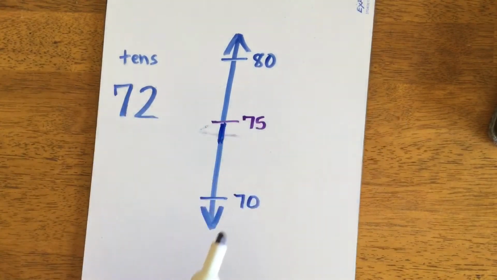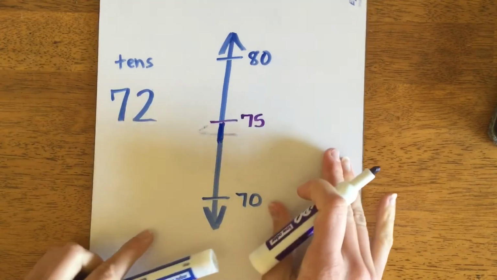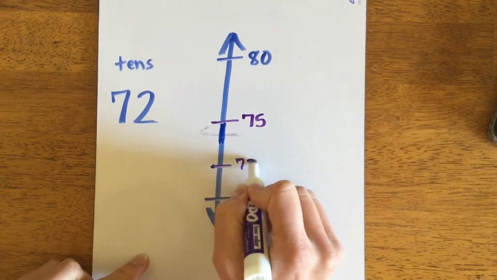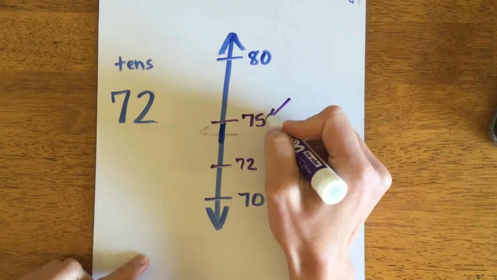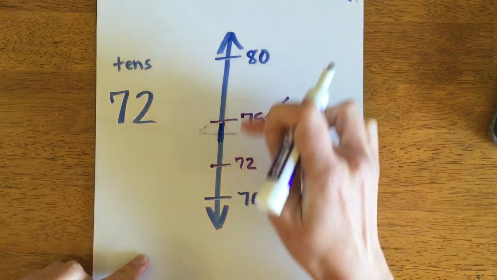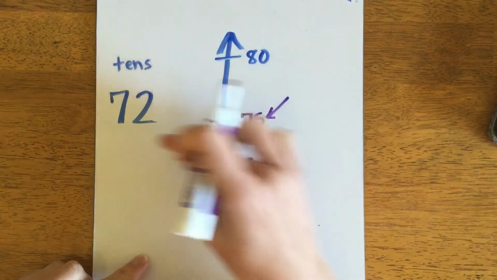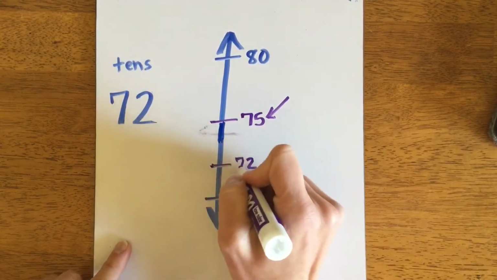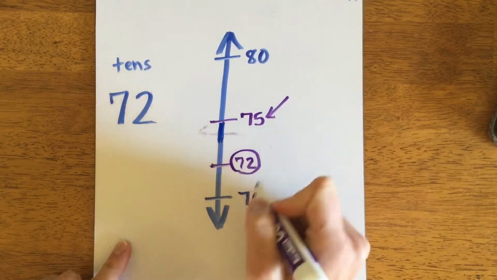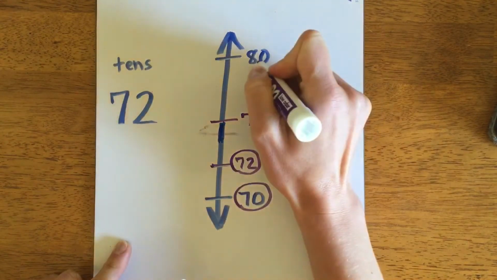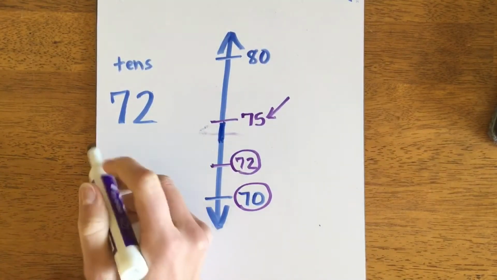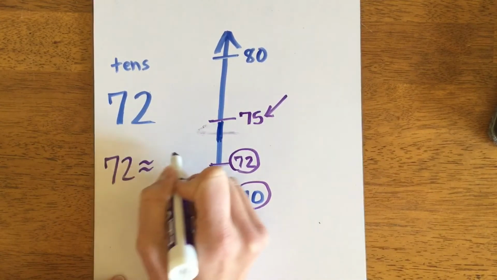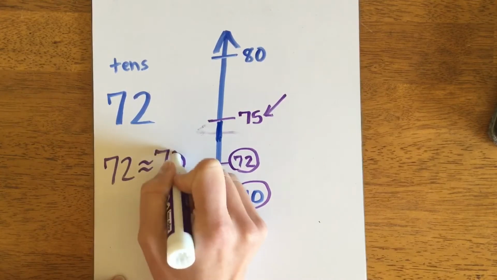And when I place 72 on the number line, I can put 72 about right here. This 75 makes it really easy for me to identify where this number goes on the number line. So in this example, 72 is closer to 70 rather than 80. We can say in this number sentence that 72 is approximately 70.